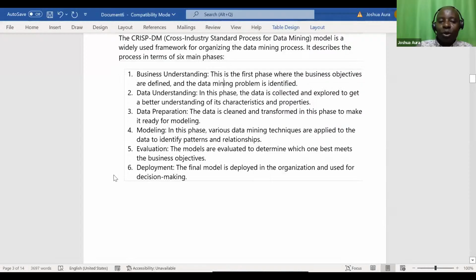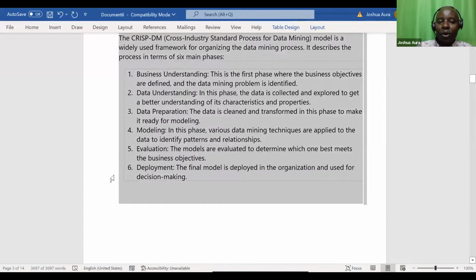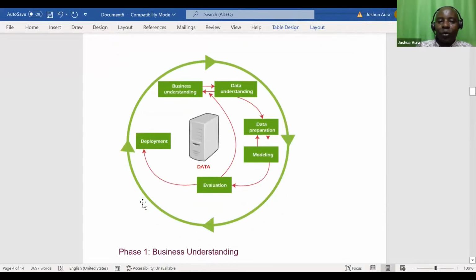Now, ladies and gentlemen, I would want to come back to my paper. So now I would want us to go through each of these components of the CRISP model one at a time. So we have business understanding, data understanding, data preparation, modeling, evaluation, and deployment. And then, of course, we have our data being processed here.